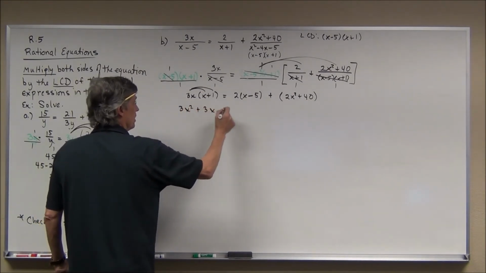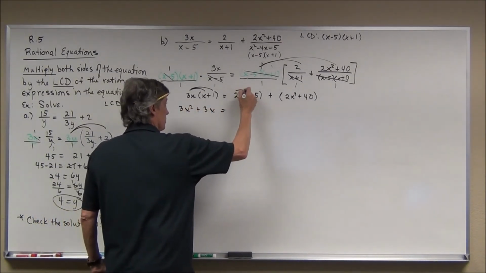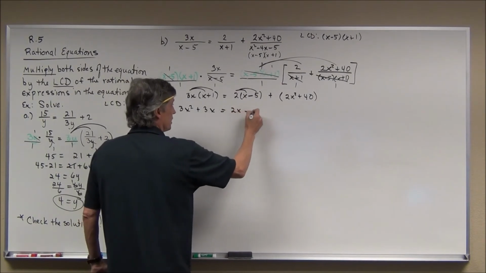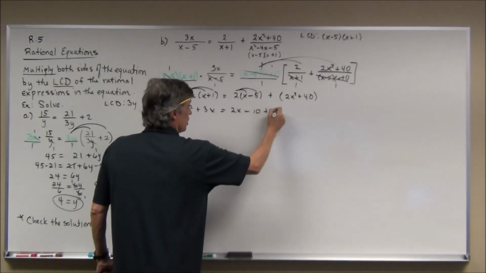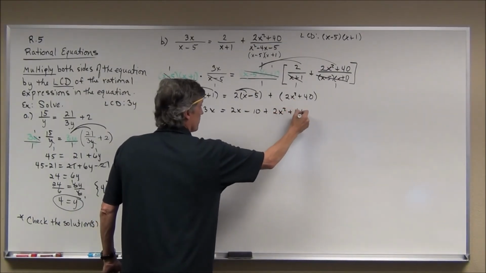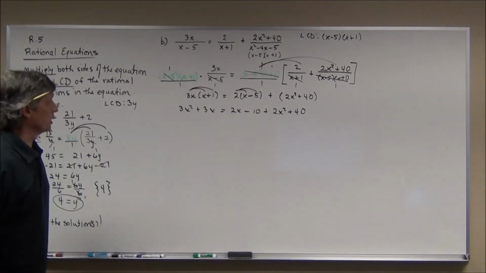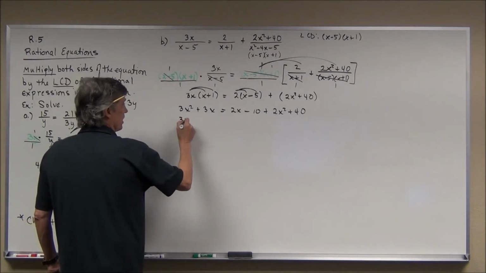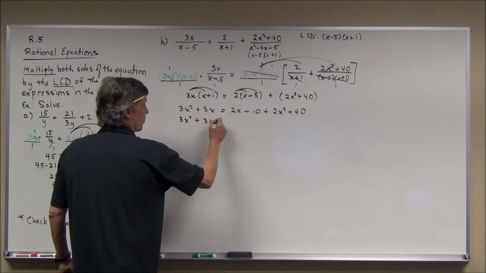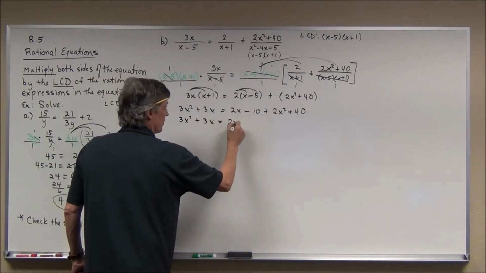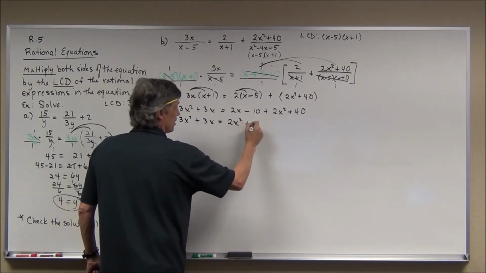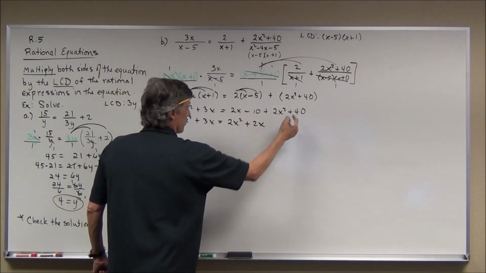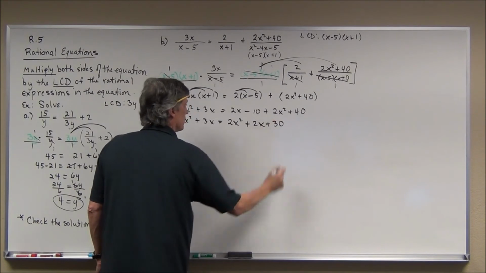On the left side, I have to get rid of some parentheses by distributing: 3x squared plus 3x. On the right side, I have some distributing. That's 2x minus 10, and then plus 2x squared plus 40. Well, that's a quadratic equation. I've just got to get it into standard form here. So on the right side, I will combine like terms and put it in descending order. A minus 10 and a plus 40 is a plus 30.